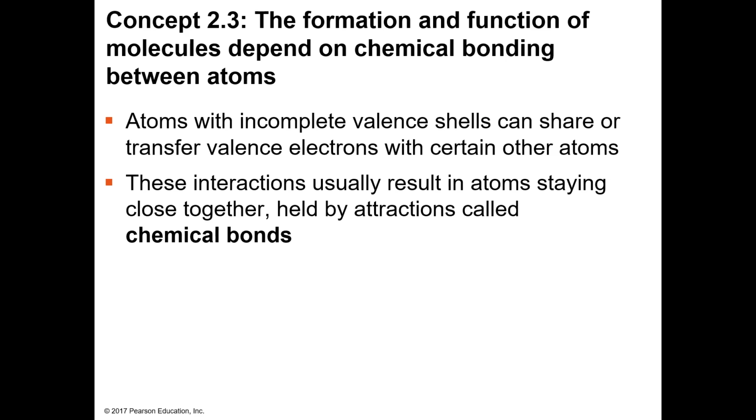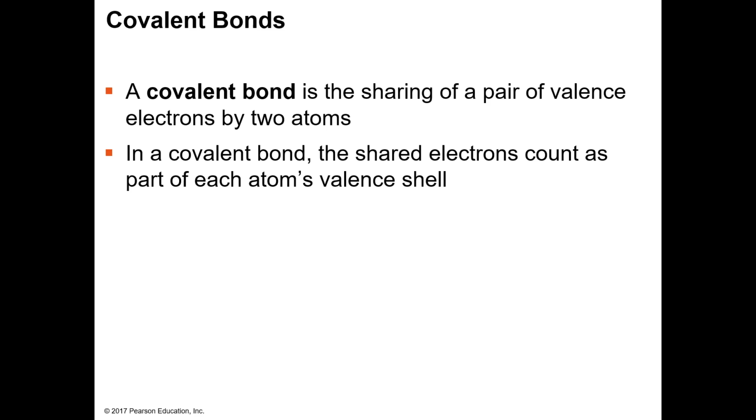Okay, the formation and function of molecules depends on chemical bonding between atoms. Atoms with incomplete valence shells can share or transfer valence electrons with certain other atoms. These interactions usually result in atoms staying close together, held by attractions called chemical bonds. A covalent bond is the sharing of a pair of valence electrons by 2 atoms. In a covalent bond, the shared electrons count as a part of each atom's valence shell.